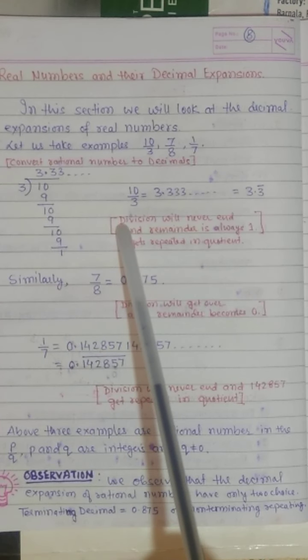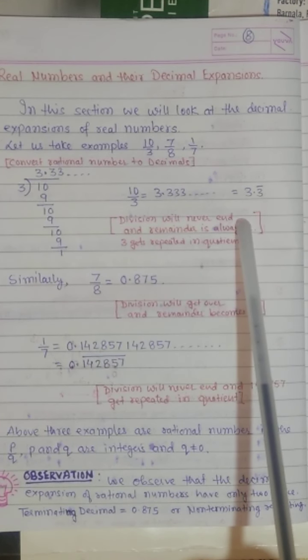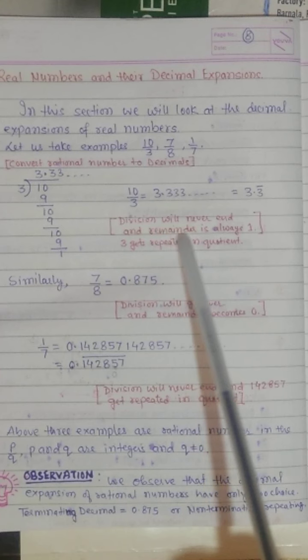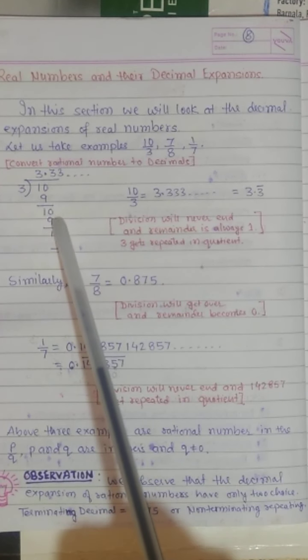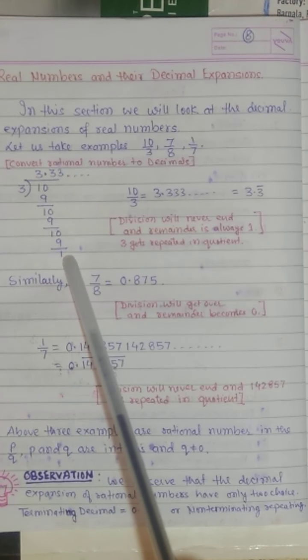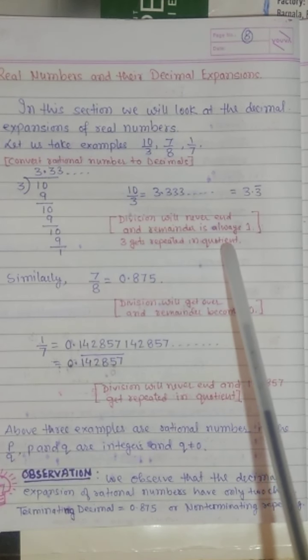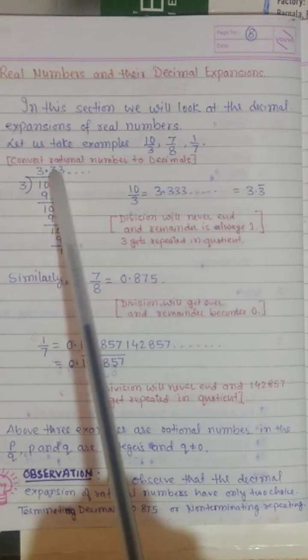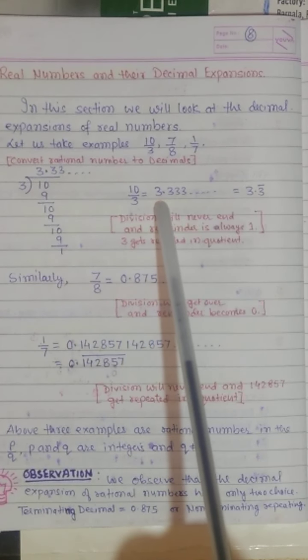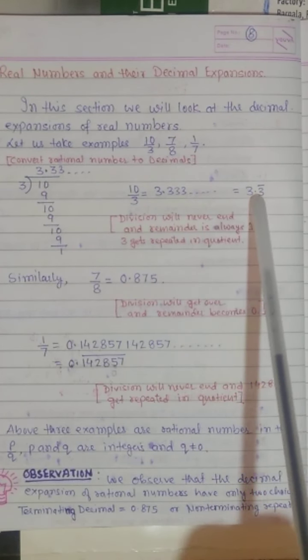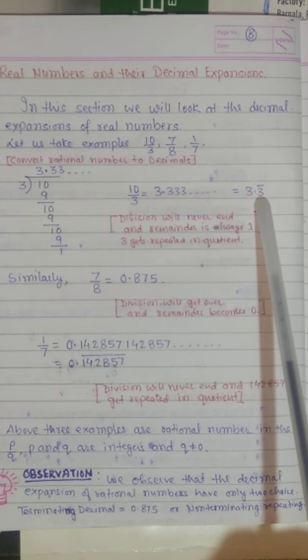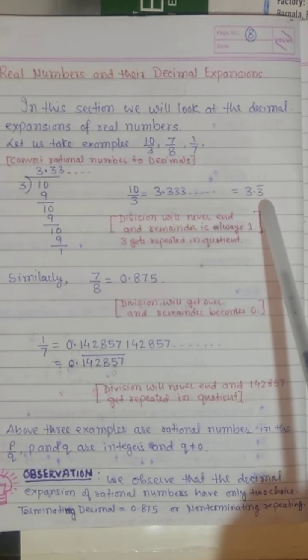In this case, we observe that the division will never end. The remainder is always 1. Whenever we perform the division, at every step we get remainder 1 and 3 gets repeated in the quotient. That means 10 by 3 is equal to 3.333, and this repetition is written as 3.3 bar.